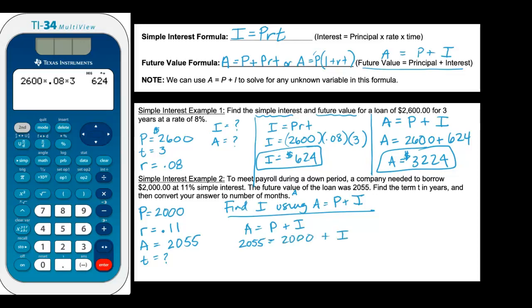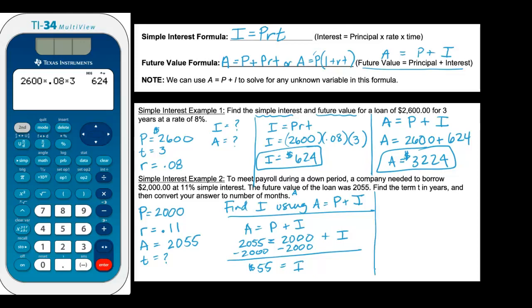And really, we could just even think about this and not even use the formula. If they borrowed $2,000 and ended up paying $2,055, we can see that there's a $55 interest charge there. And we can do that by solving the formula also. So either way, if you just want to reason through it, that's a great way to do it also. So they paid $55 in interest.